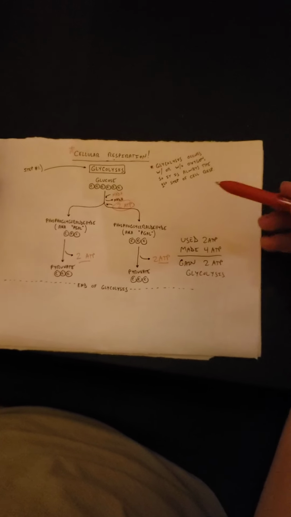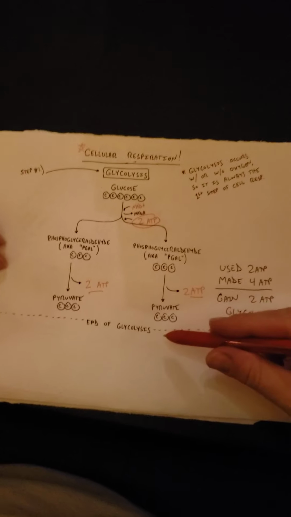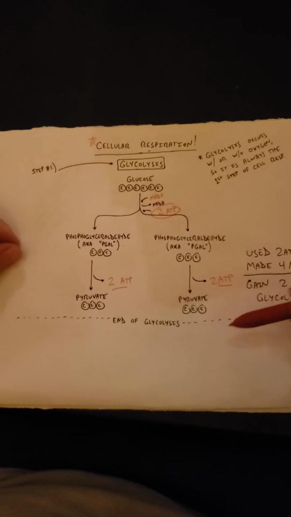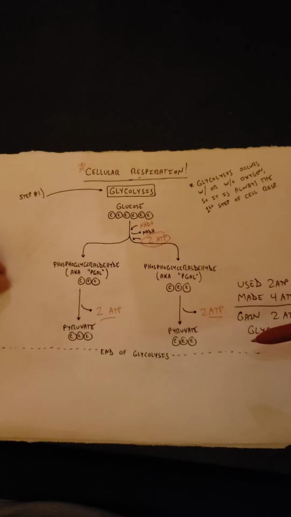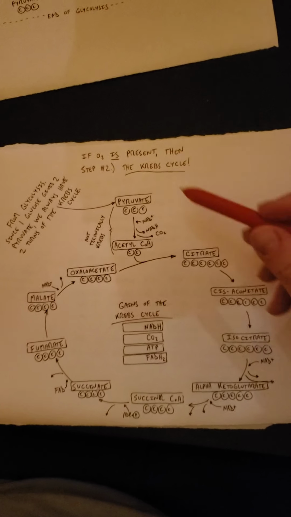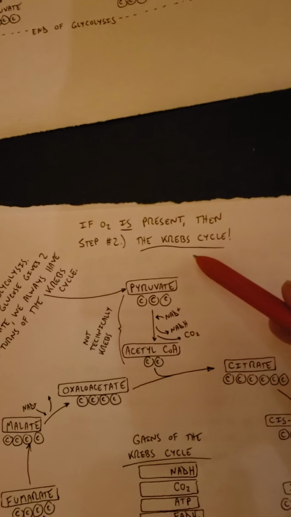Okay, so this should look familiar. This was glycolysis. So at the end of glycolysis, now if oxygen is available, instead of doing fermentation and completing an anaerobic respiration pathway without oxygen, we are going to go into a pathway where oxygen is present. And then if that's the case, step 2 is called the Krebs cycle.